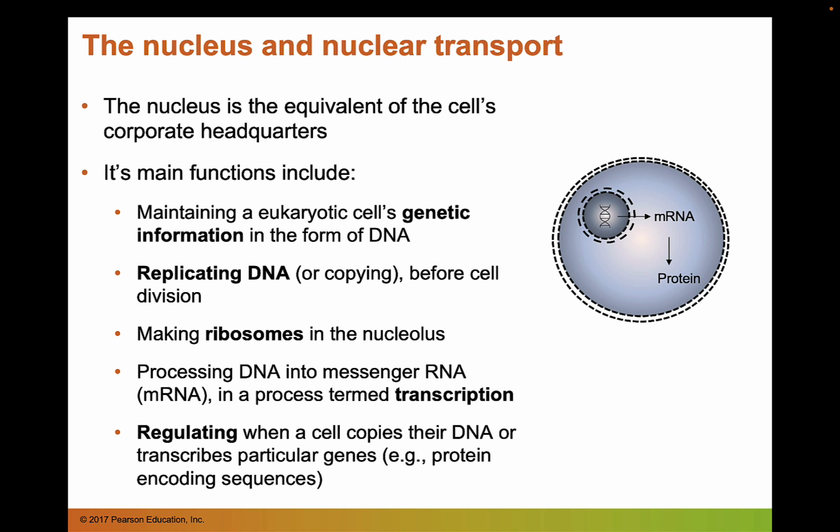As we talked about, this is also where ribosomes are made, and they're made in this special location in the nucleus called the nucleolus. And these ribosomes are made up of protein and rRNA. It's also the place where DNA is processed into messenger RNA or mRNA, and this process is termed transcription. And it's also where gene transcription is regulated. So this is regulating when a cell copies their DNA.